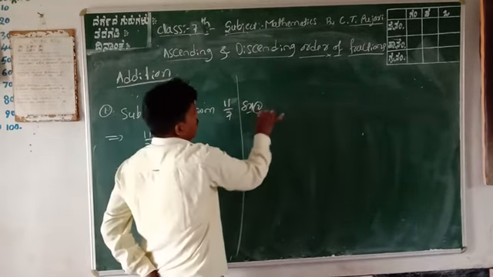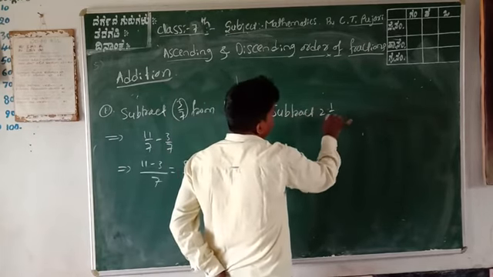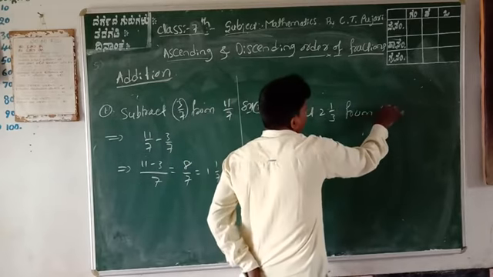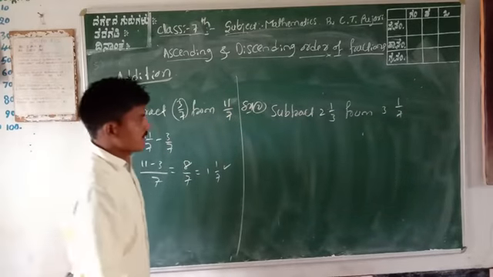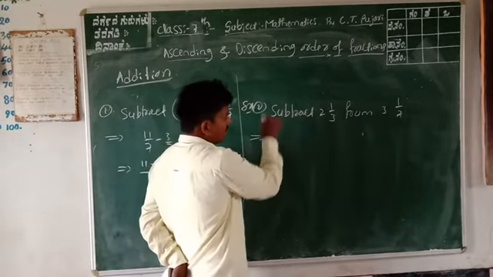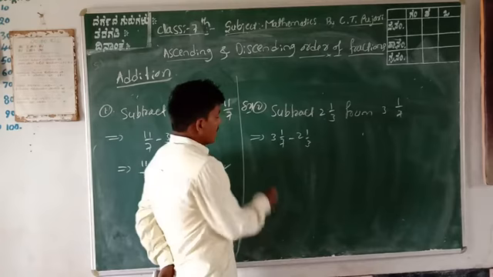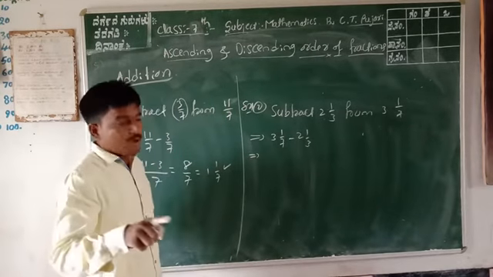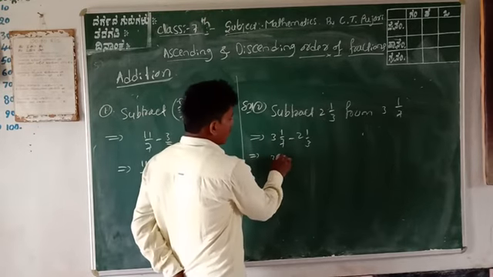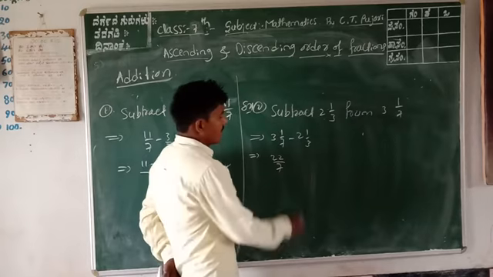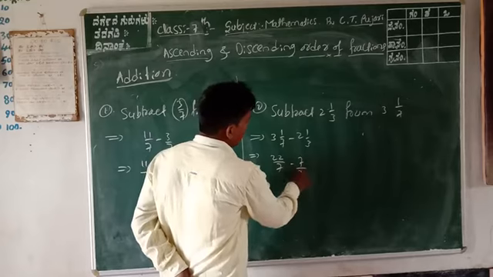Second example, example number 2: subtract 2 integer 1 by 3 from 3 integer 1 by 7. Again, simplification. Therefore, the first number is 3 integer 1 by 7 minus 2 integer 1 by 3. Next step, convert mixed to improper. 3 sevens are 21, 21 plus 1 is 22 divided by 7. Minus 3 twos are 6, 6 plus 1 is 7 divided by 3.